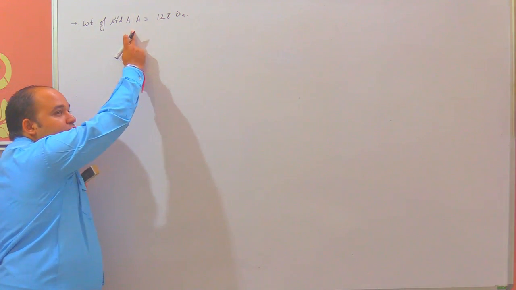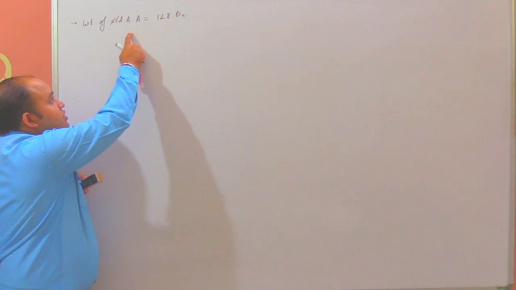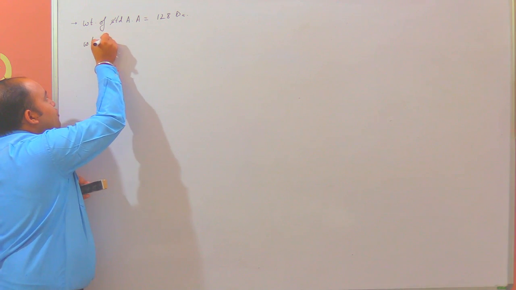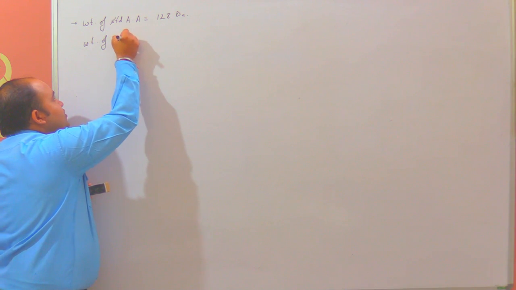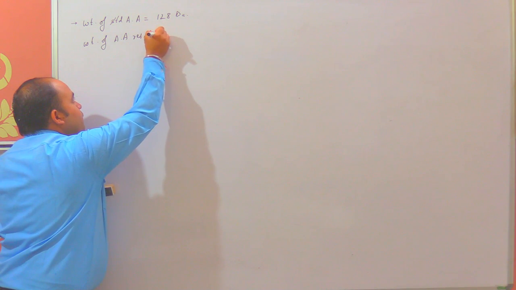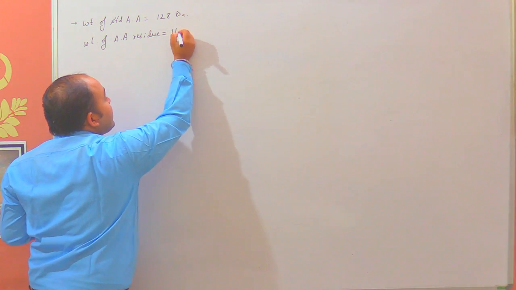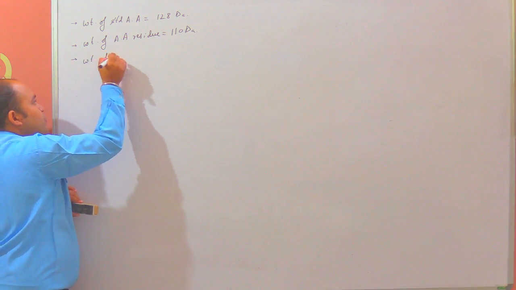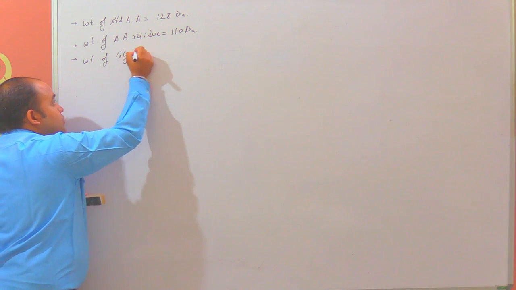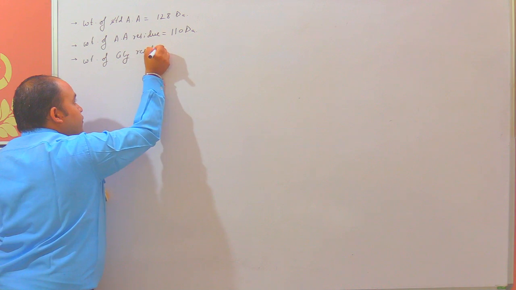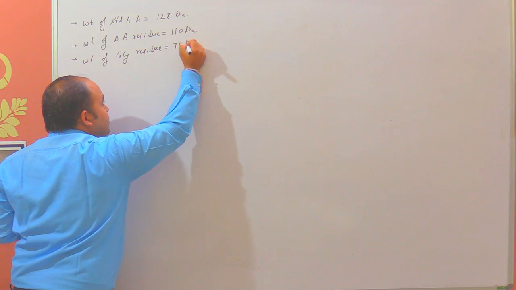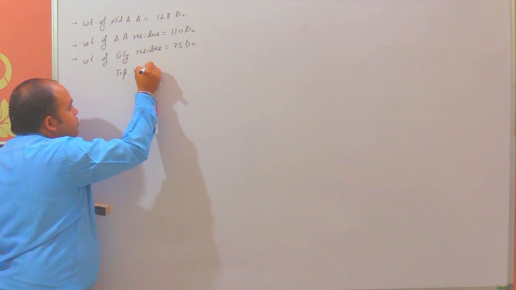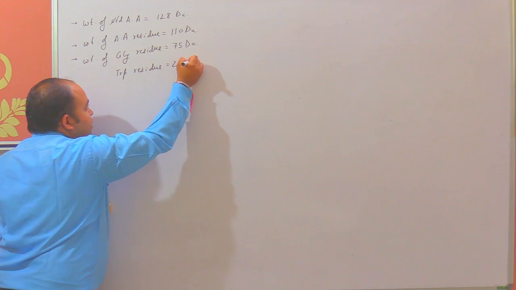While the amino acid is present in the structure of a protein, there is a loss of a water molecule because of the formation of the peptide bond. So the weight of an amino acid residue will be equal to 110 Dalton. Now, you must also remember the weight of a glycine residue. The weight of a glycine residue equals 75 Dalton, and the weight of a tryptophan residue equals 204 Dalton.